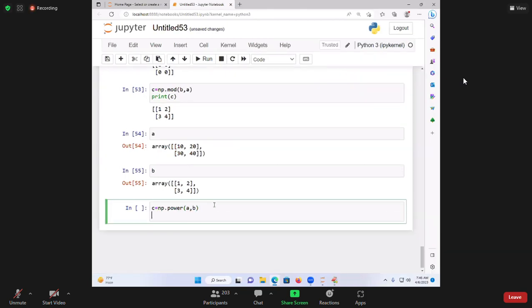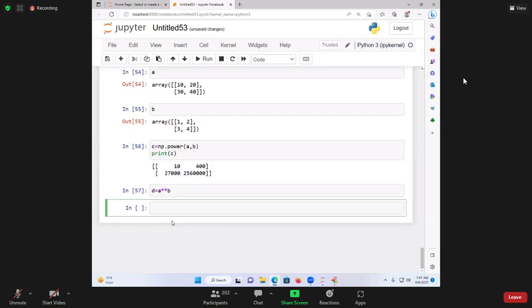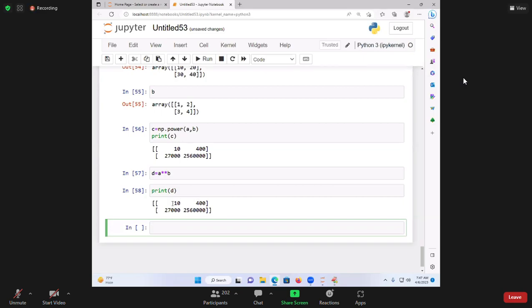So coming back to the point, print C. You see the data like this. Are you getting it? Next, you can also do A double star B. You can also find print of D. So you are going to get the data like this.